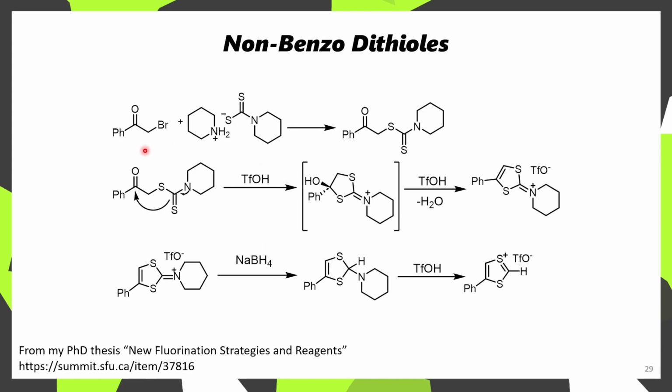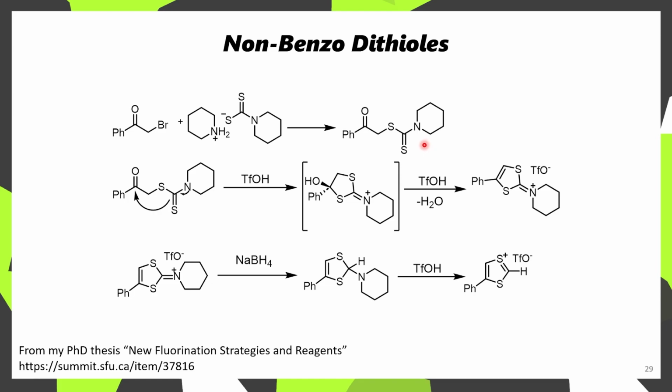If you wanted to generate that non-benzodithiole, which is a benzyl dithiole, all you have to do is take this phenacyl bromide, treat it with the dithiocarbamate derivative of piperidine. For whatever reason, they use piperidine, and piperidine seems to be better than pyrrolidine for this type of chemistry. You're then afforded with this dithiocarbamate derivative here.